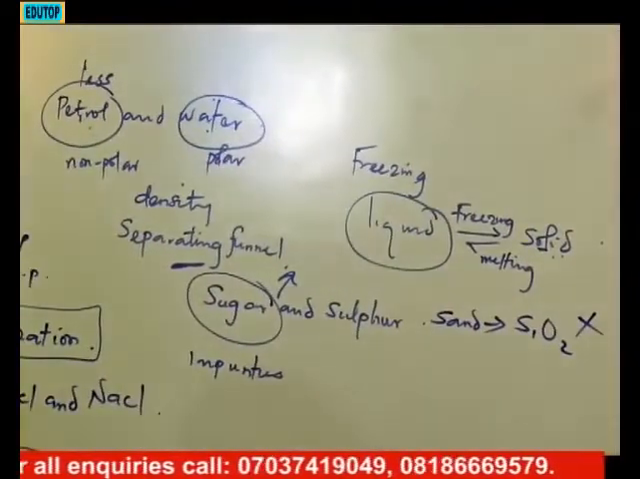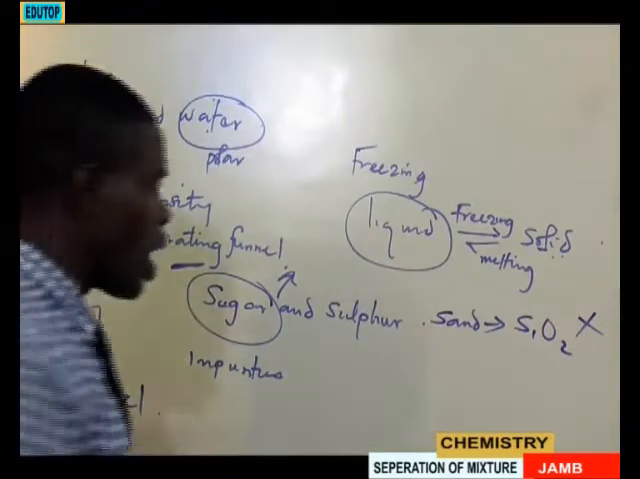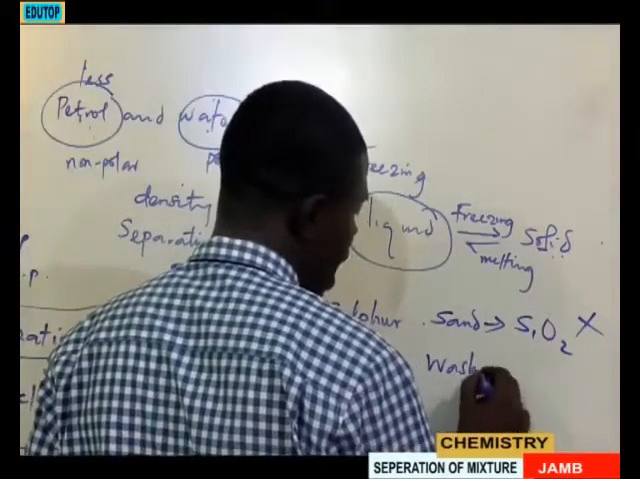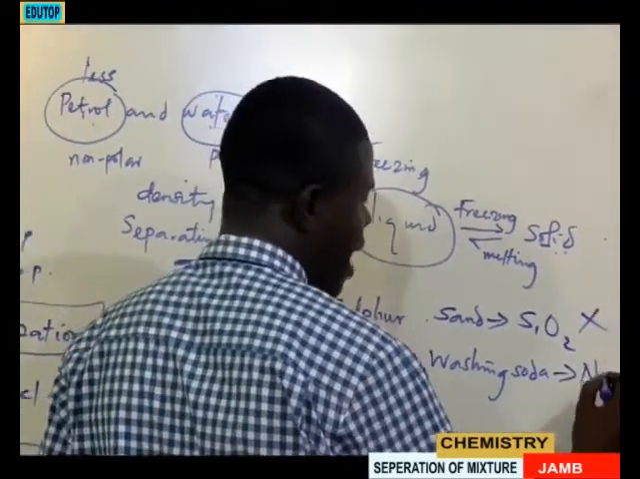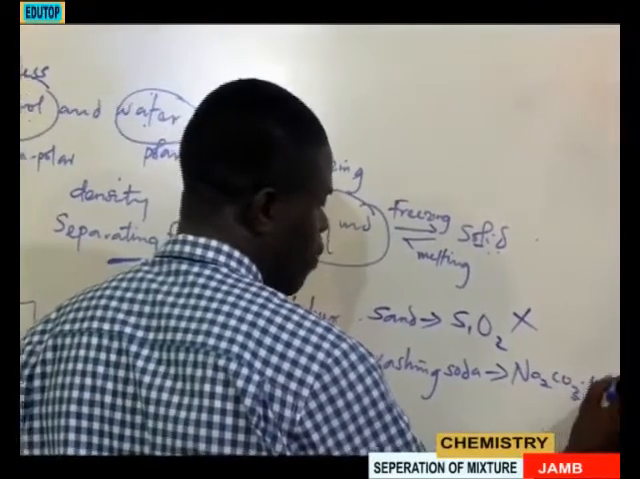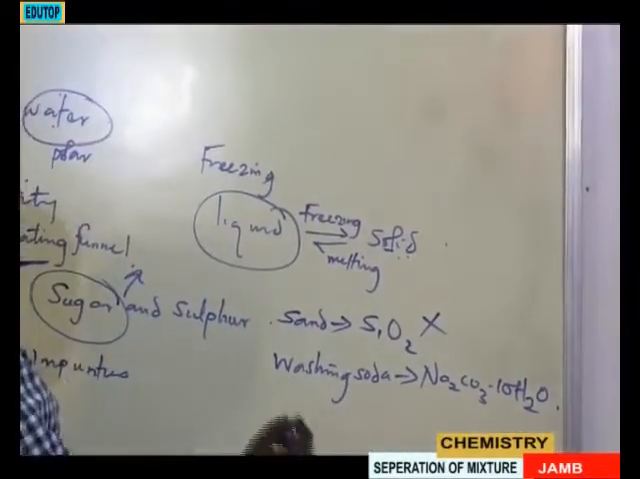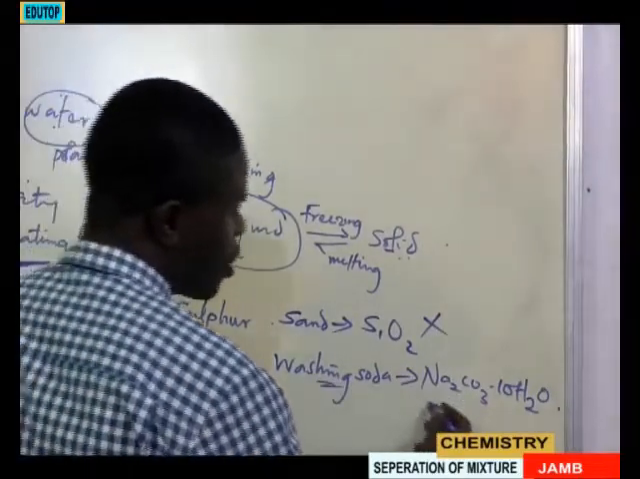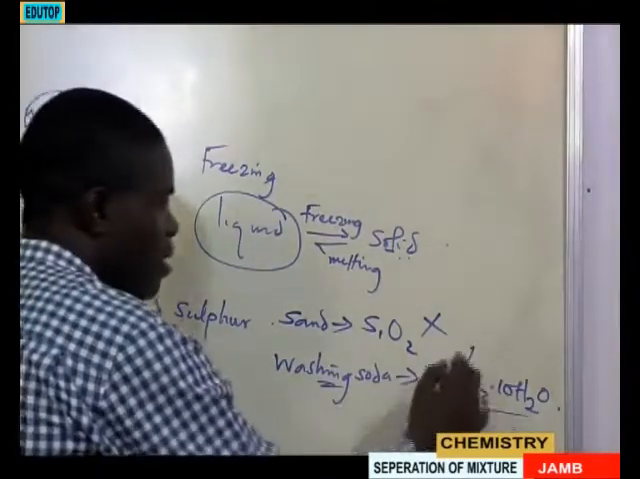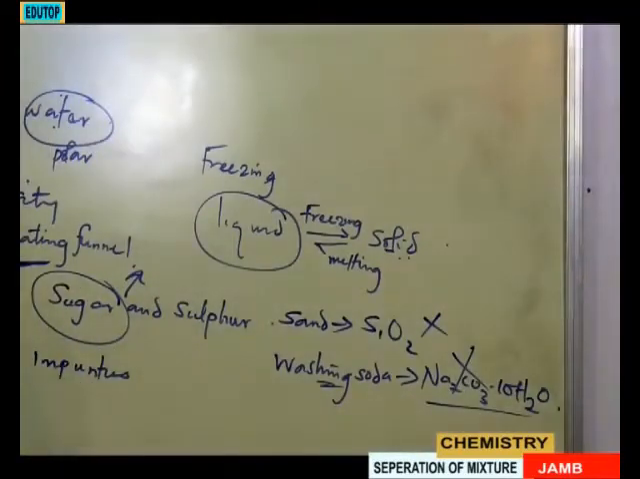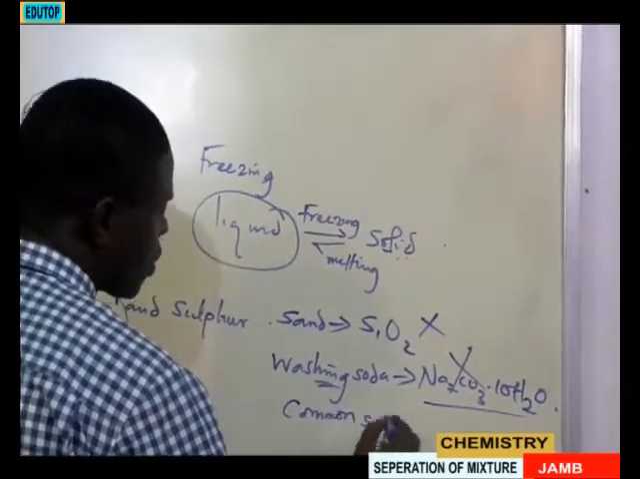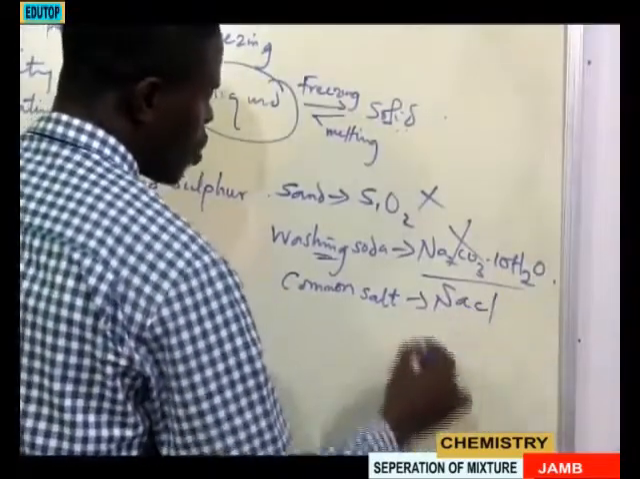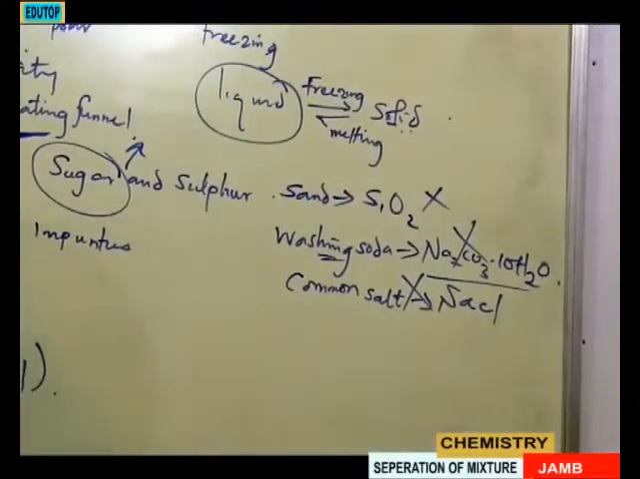Then the second one talks about washing soda. What is the formula of washing soda? Washing soda is sodium carbonate decahydrate. It's even a fluorescent substance. So you can see that I can still represent washing soda with a molecular formula. So this one can never be the answer because a mixture can never be represented by a chemical formula. Then the next one is common salt. What is the formula of common salt? Common salt is sodium chloride. So a mixture can never be represented with a molecular formula.